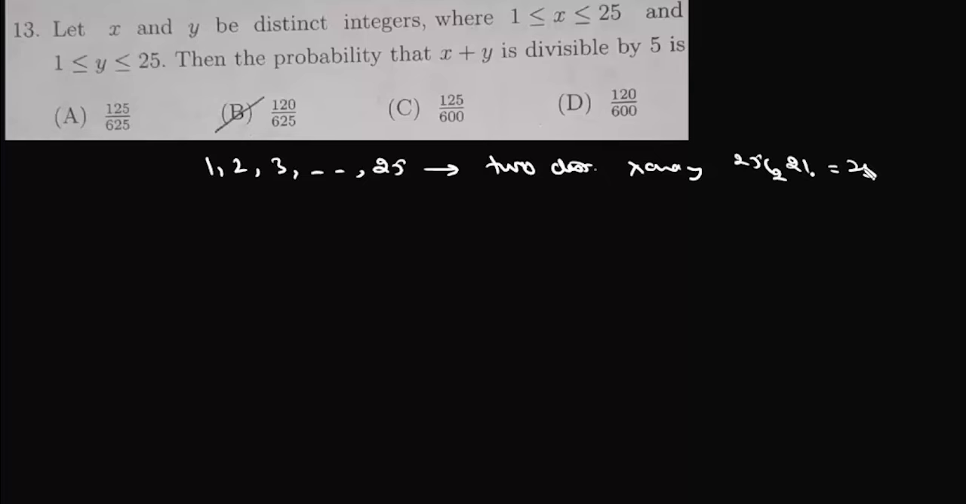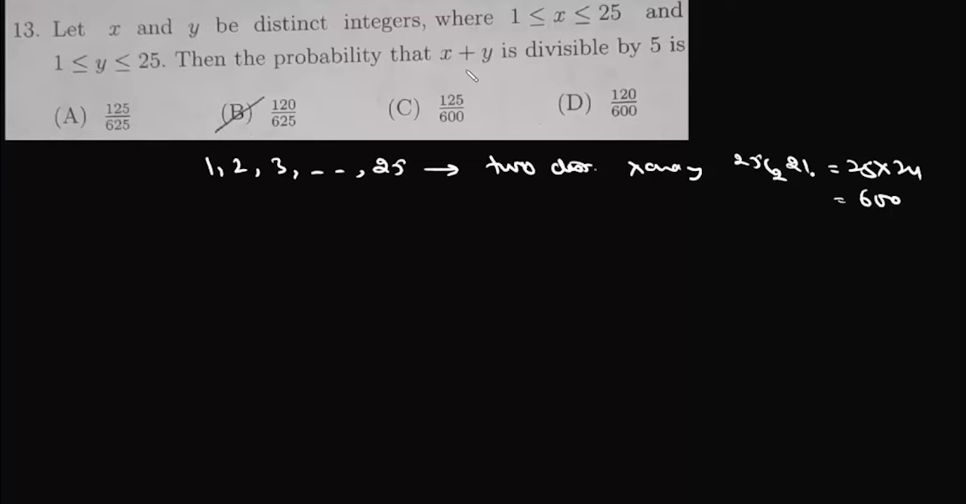Now question number 13, it says if x and y are distinct integers where x lies between 1 to 25 and y lies between 1 to 25, then find the probability that x + y is divisible by 5. So from these 25 numbers 1, 2, 3 up to 25, we have to select two distinct integers x and y, and that can be done in 25C2 into factorial 2 ways, and that will be 25 into 24, which is 600.